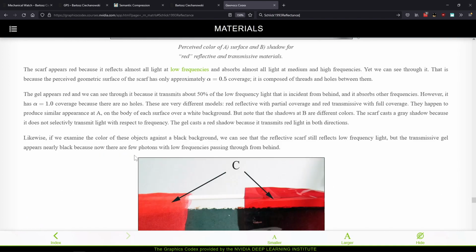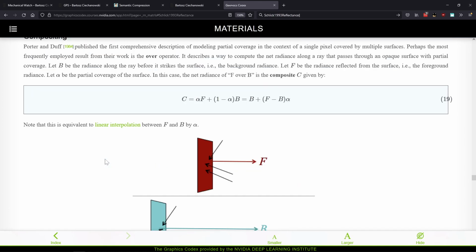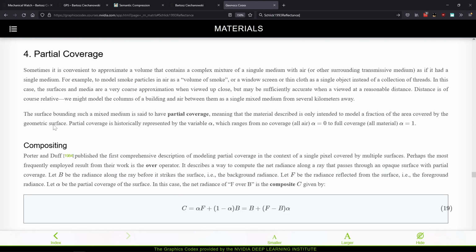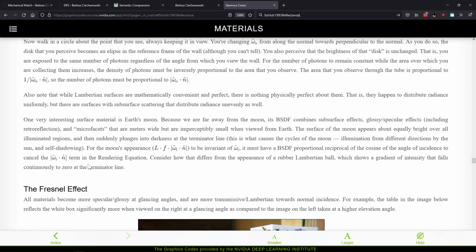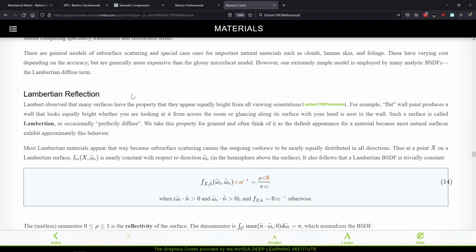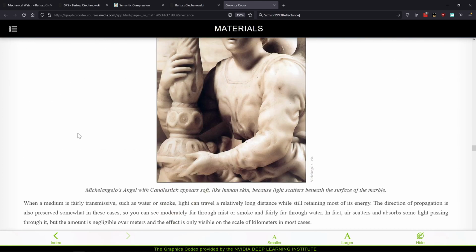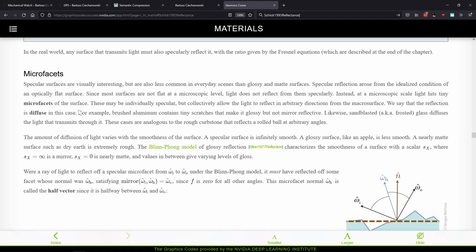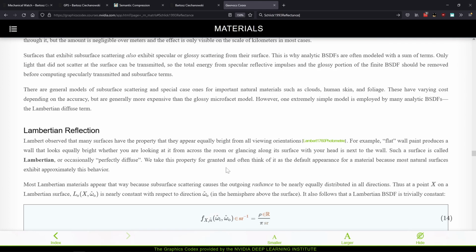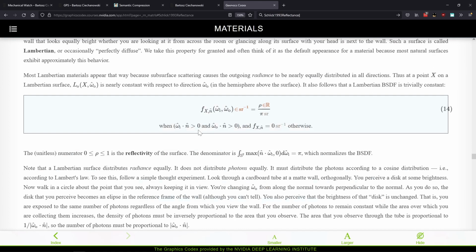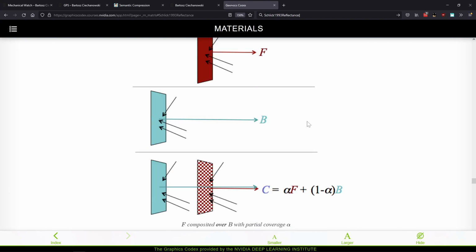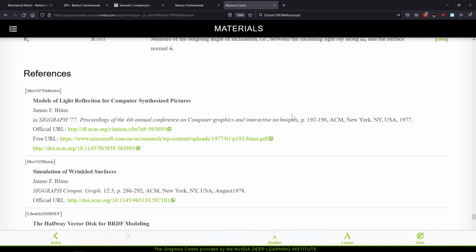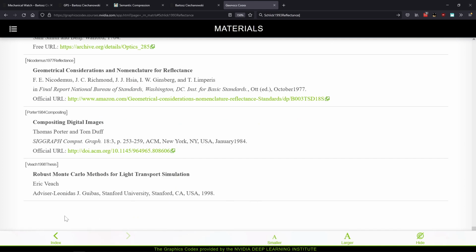So I like how he introduced all these concepts: perceiving color, partial surfaces, Fresnel effect, Lambertian reflection. Well, actually, I kind of already talked about that in previous chapters, but also subsurface scattering and microfacets, and didn't go into very much detail on how to model them mathematically, which means that'll be done another time, because I don't want to start another chapter.